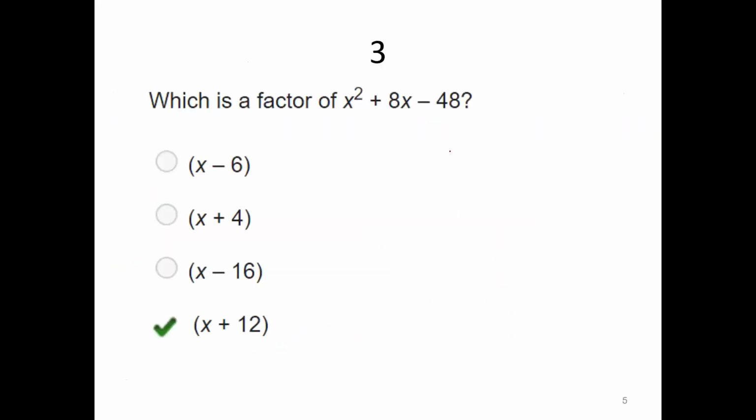All right, number 3. Let's take a look at this one here. Which is a factor of x squared plus 8x minus 48? So this is your last number. This is your middle number. So you're going to create a chart again, where last number comes here, middle number goes there. Your last number is negative 48. Your middle number is 8. So you want to ask yourself, what times what gives me a negative 48? So I could do a negative 1 and positive 48, 1 and negative 48.